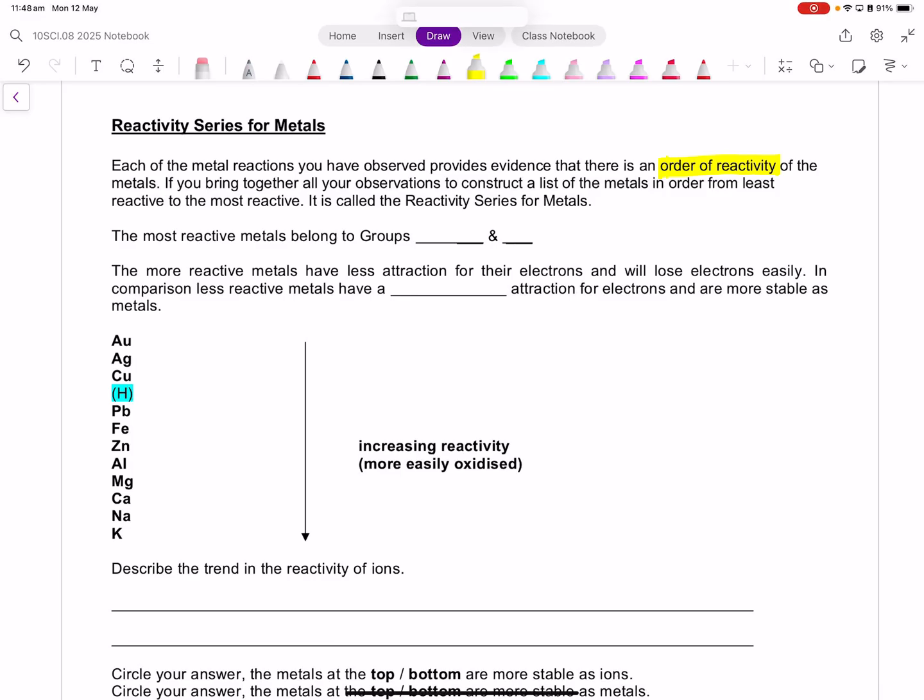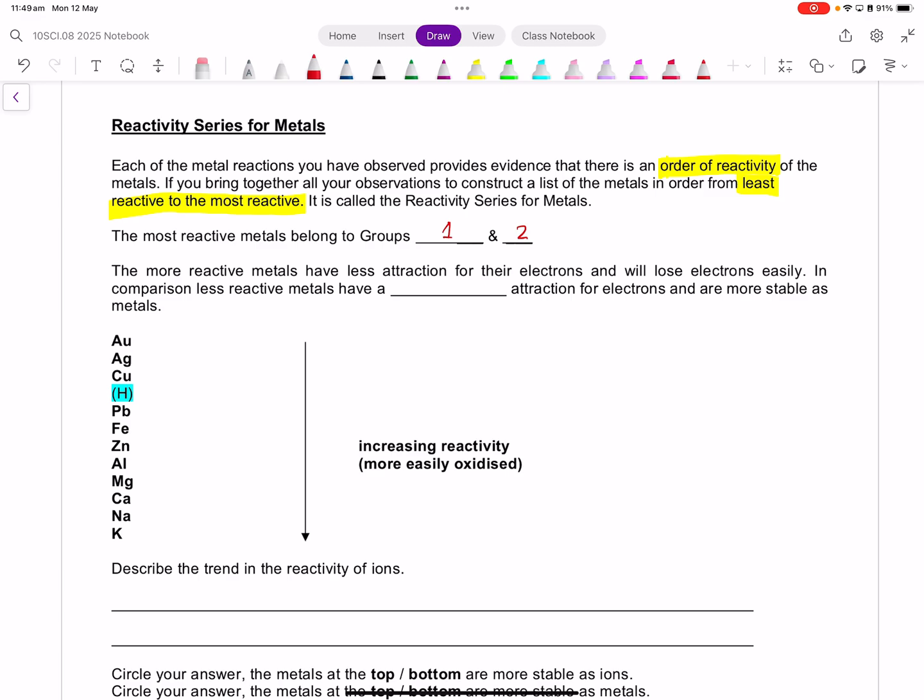Again, each of the metals you've observed provides evidence there's an order of reactivity. Those three words, order of reactivity, quite important. Now, if you bring together all of your observations, we can order the metals from least reactive to the most reactive. Now, the most reactive metals belong to groups 1 and 2. And they're the ones that we've seen.